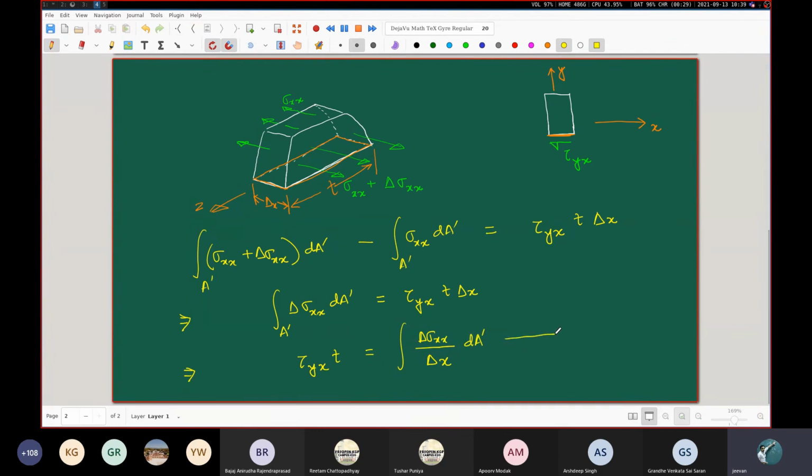Now what we are going to do is consider the limit that delta x tends to 0. Basically, we are going to take this back surface to be very, very close to this front surface. That is completely in our hand. We can do that. So in that limit, what we are going to end up with is that this delta sigma xx divided by delta x will turn into the form of a differentiation.